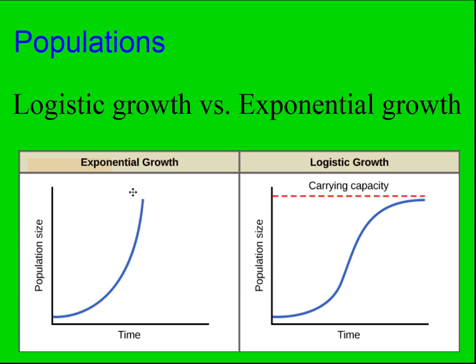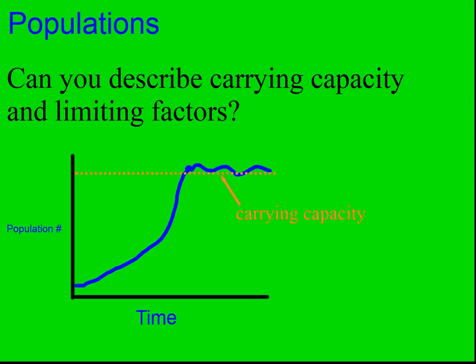Carrying capacity and limiting factors. Carrying capacity would be this area on the graph here, showing that the population is not getting any bigger. The limiting factors would be the things that are keeping the population from growing any higher. Usually it's the amount of available food.